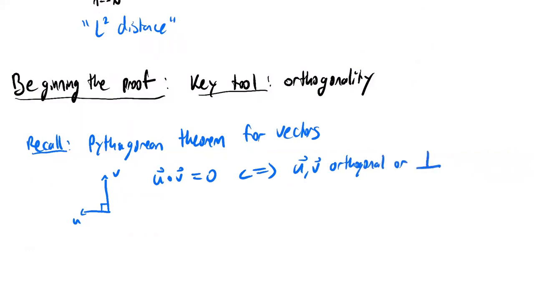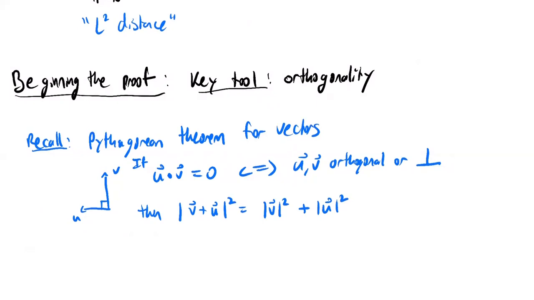Right. So this is not the Pythagorean theorem. I'm just reminding you about this principle. So the Pythagorean theorem says that if you have two vectors which are perpendicular, then if I look at the length of v plus u squared, this length can be calculated by looking at the length of v squared plus the length of u squared, right?